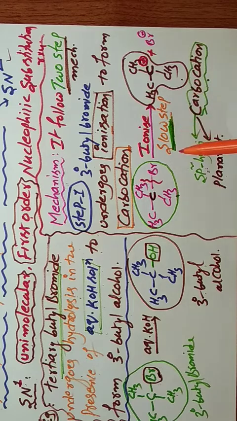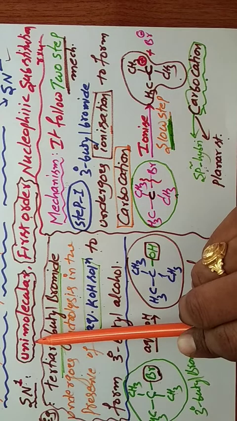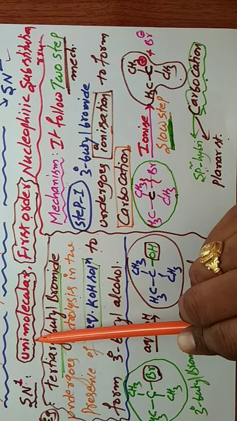So in the step, how many molecules are involved? Only one molecule. What is the molecule? Alkyl molecule only. Only one molecule. That's why uni means one molecule. Unimolecular. Okay, unimolecular.